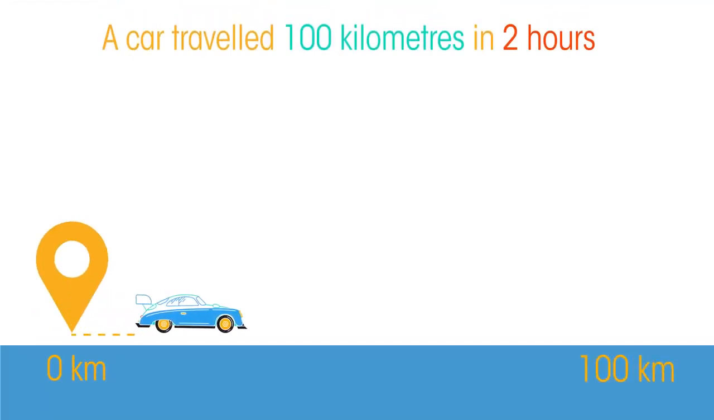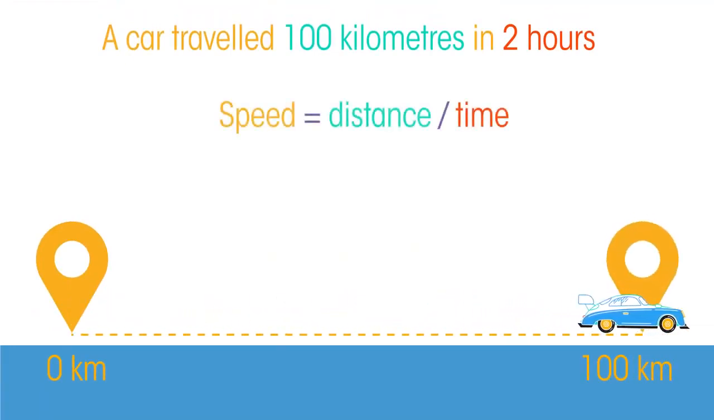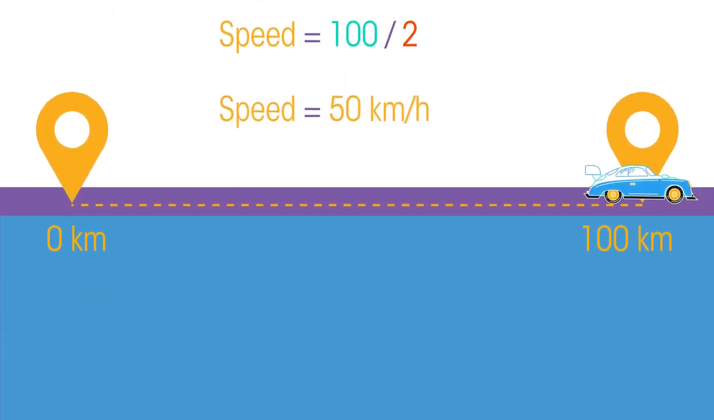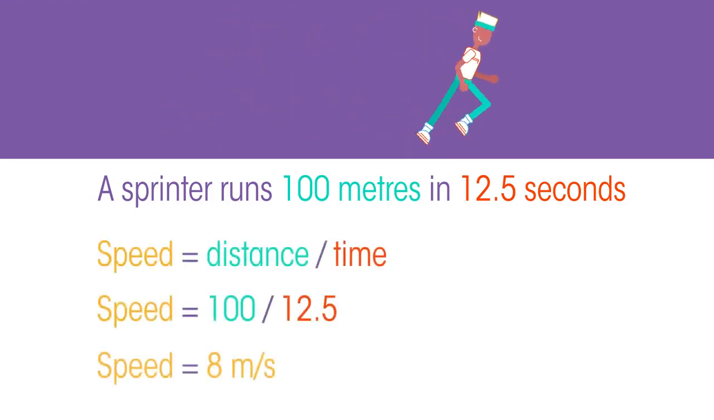Let's look at an example. A car travelled 100 kilometers in 2 hours. What was its speed? So 100 divided by 2 equals 50 kilometers per hour. Now you try. A sprinter runs 100 meters in 12.5 seconds. Pause the video while you work out her speed. Did you get 8 meters per second?